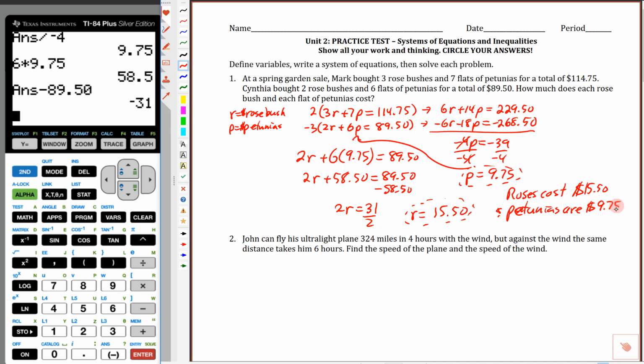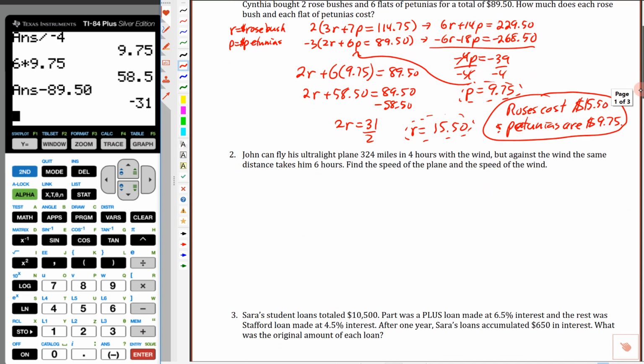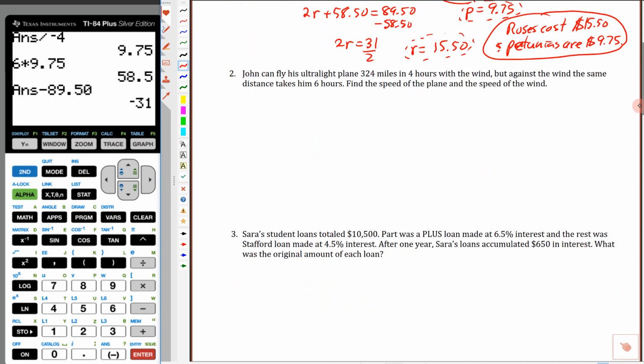So $9.75. Now, if you don't know what a flat of petunias is, that's that big flat tray where they put maybe 6 or 8 groups, little bundles of petunias on there, but that's what that is. No matter though, we've got the cost of the roses at $15.50, and we've got the cost of the petunias at $9.75, so we're all set to go. These do take a little bit of time to work on. So we've just got to make sure we're careful and show all our work.